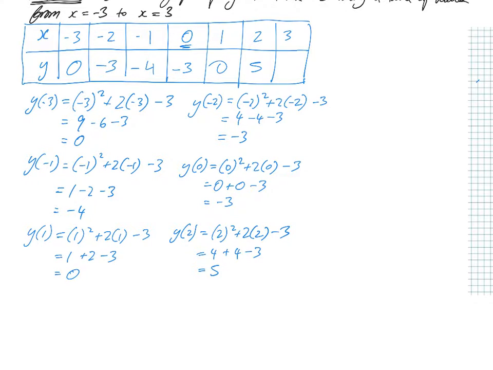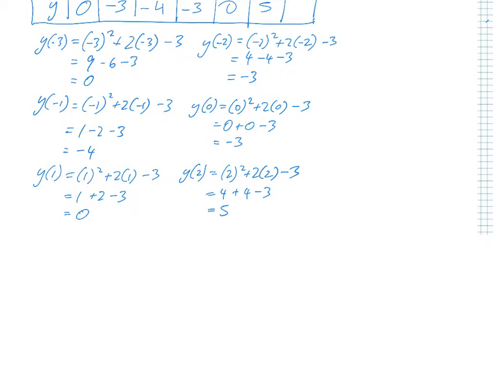And then the last one, because the table of values is meant to go up to positive 3, what is y when x is equal to 3? 3 squared plus 2 lots of 3, take 3. 3 squared is 9, plus 2 lots of 3 is 6, take 3. 9 plus 6 is 15, take 3 is 12.